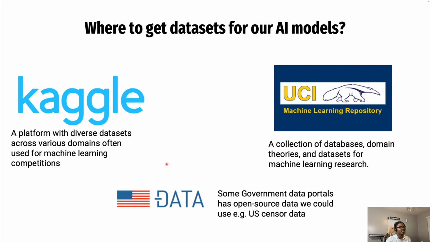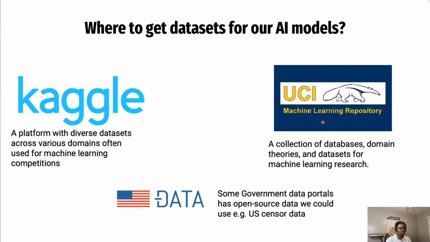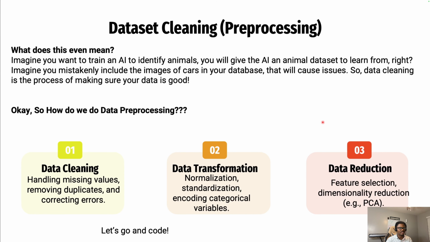Like we download the data set from Kaggle, or from a US government database, or from UCI. Okay, so then how do we start using the database? The first thing that we need to do is something called data cleaning or pre-processing. So what does this even mean?